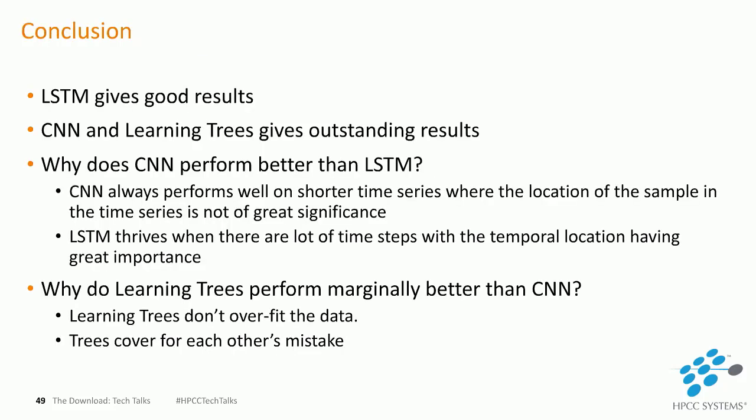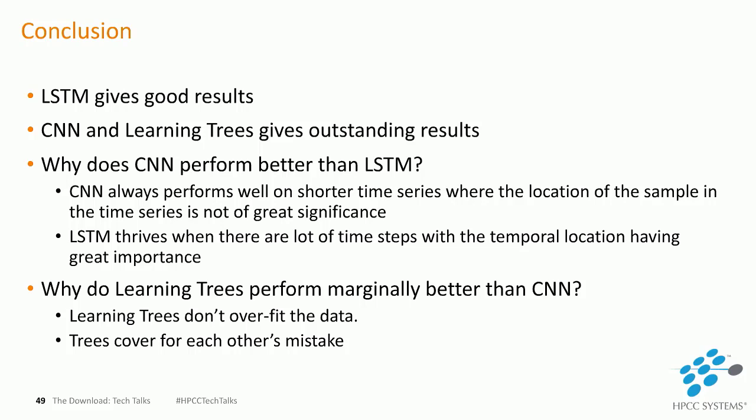Just to give you some intuition about why random forests or learning trees are performing outstandingly, whereas LSTMs are failing. The LSTM basically thrives when there's a long time series, where a lot of memory is required and the temporal location is of great significance. Whereas, like I said, CNNs do not give a lot of importance to the temporal location. So in this particular data set, from these results, maybe we could infer that the temporal location of each transaction is not of the greatest significance. So the use of CNN is giving us the 3 or 4% extra accuracy that we want.